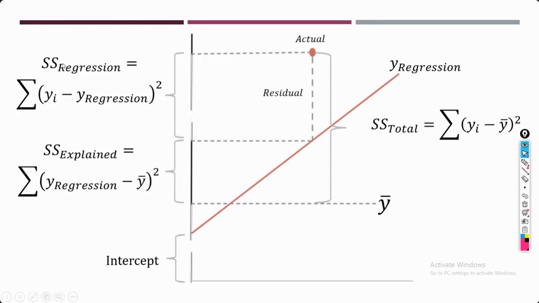So in case of your SS regression, that means the total sum of squared error with respect to the regression. It's going to be the difference of this actual value with the predicted one, and this we are going to do for all of the instances. That's why it's going to be your summation. Now this difference is also known as your residual. So residual basically defines the difference between your actual value and your predicted one.